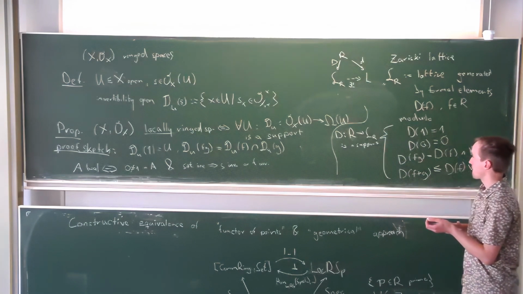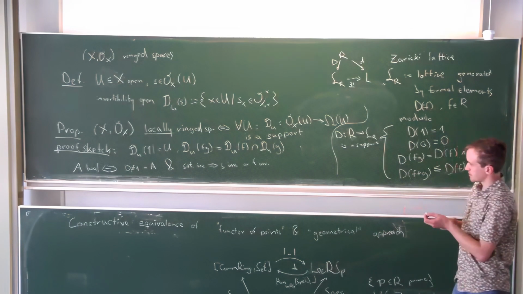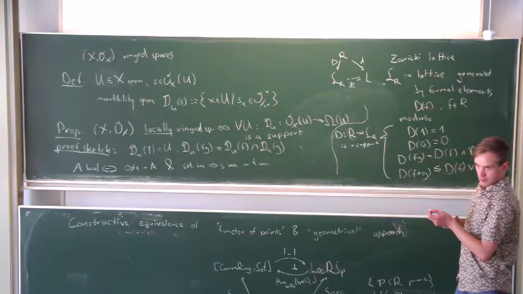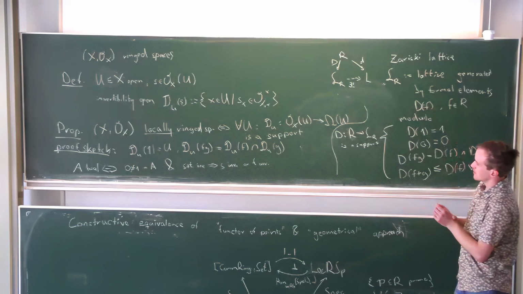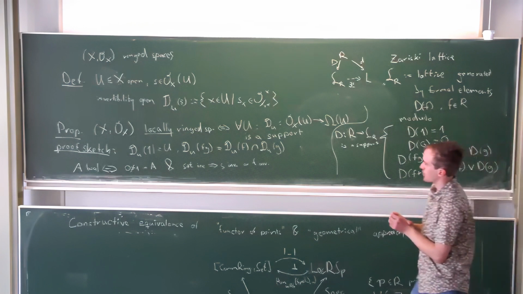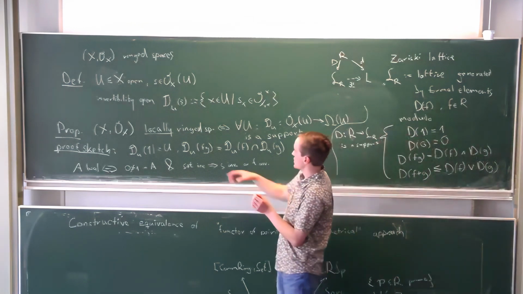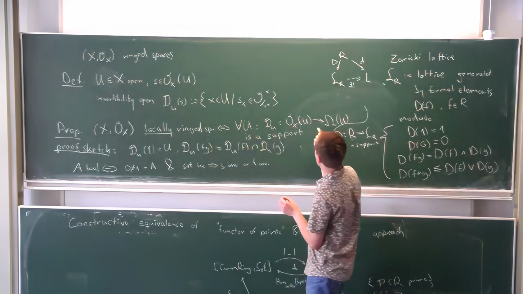Whenever you have finitely many ring elements, you can go to some open subset where this holds. So do you think about the implication from left to right? Right now, you want to prove that the thing is a support, and you have the feeling that you only have that it's locally a support.